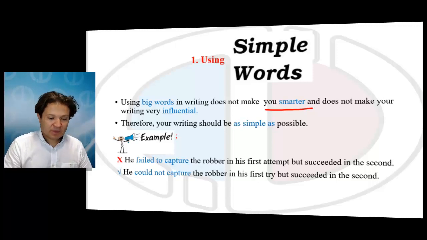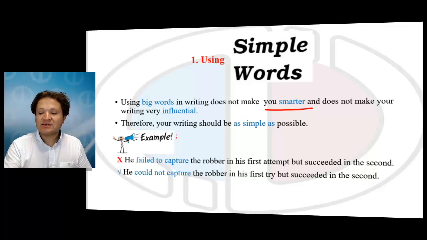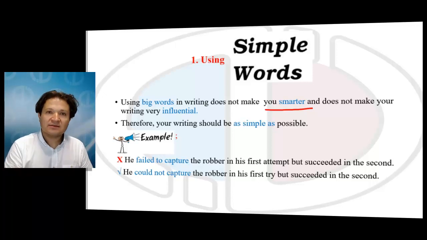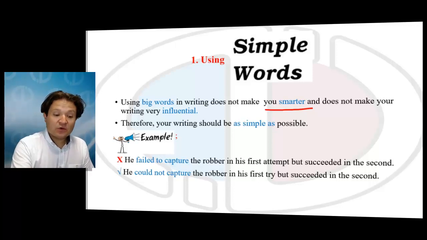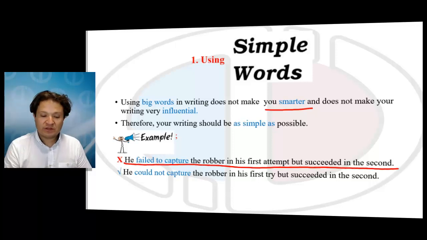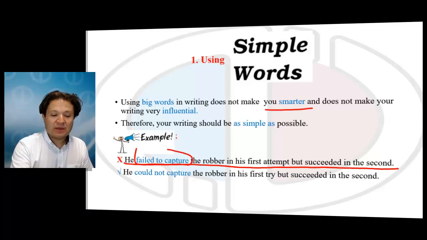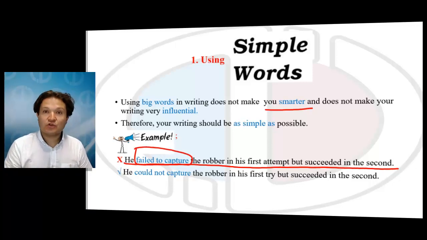For example, there are two statements below. The first one: he failed to capture the robber in his first attempt but succeeded in the second. The second sentence is: he could not capture the robber in his first try, but he succeeded in the second. The first sentence is more difficult for the reader to understand on the first reading because the usage of failed to capture makes it difficult for the reader to understand it.